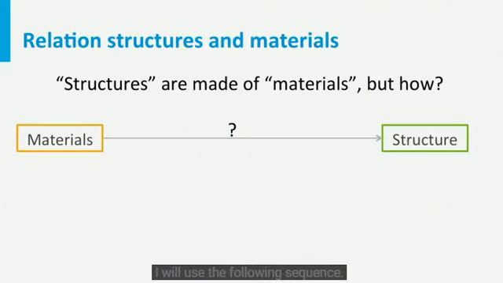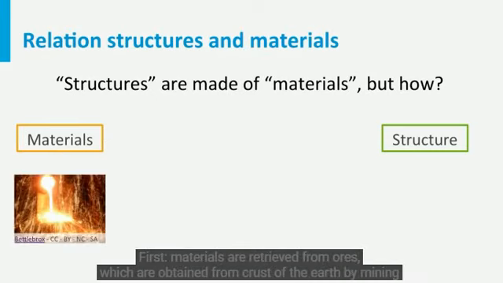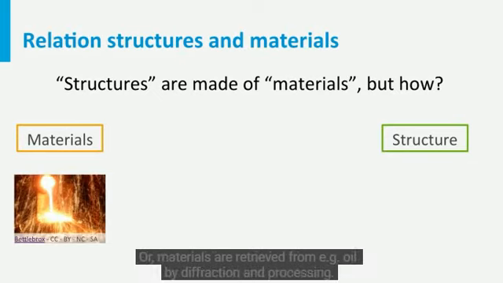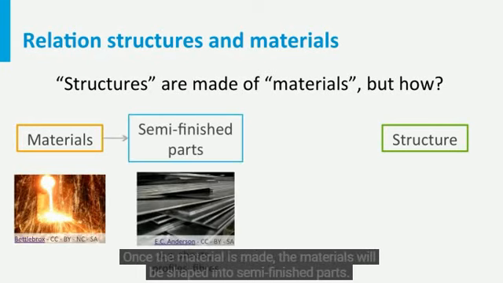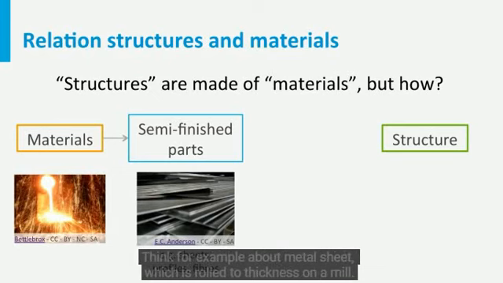I will use the following sequence. First, materials are retrieved from ores, which are obtained from the crust of the earth by mining. Or materials are retrieved from, for example, oil by distillation and processing. Once the material is made, the materials will be shaped into semi-finished parts. Think, for example, about metal sheet which is rolled to thickness on a mill.